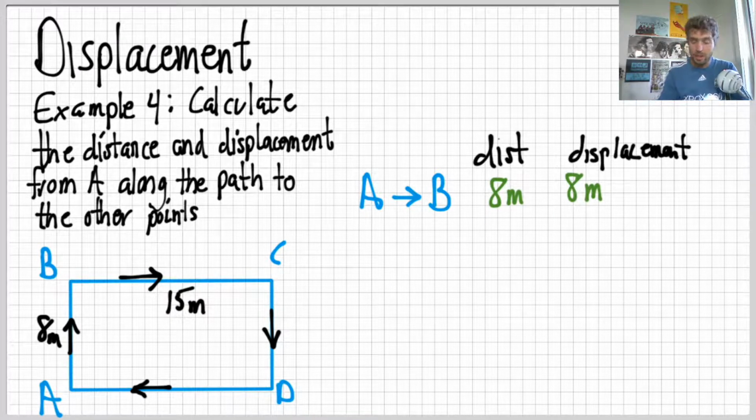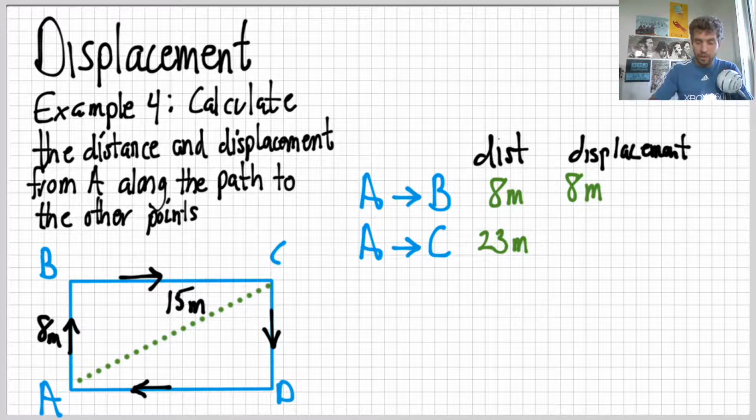So that's 8. Now, from A to C, right, we go up along the path and then over that way. Okay, so the distance is easy. We just add 8 plus 15, so 23. But the displacement actually goes along that line right there, right? That dotted green line, the diagonal. Okay, the displacement is the straight distance from start to finish.